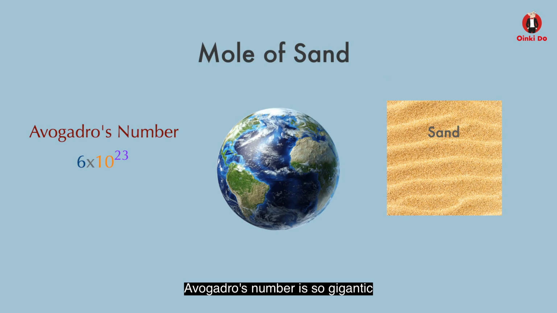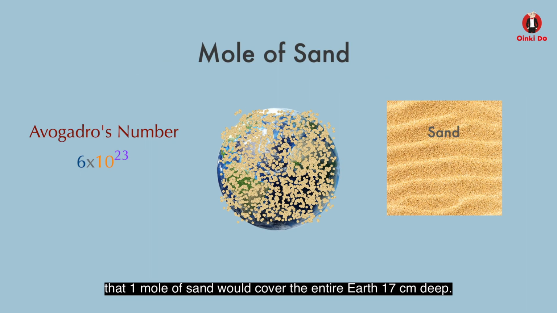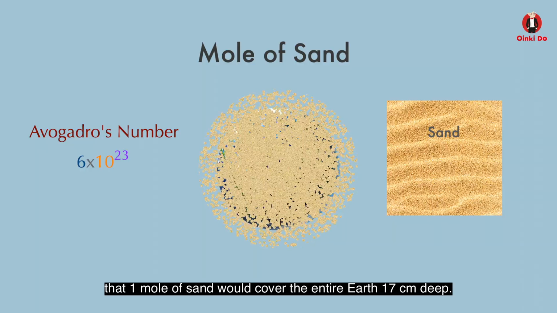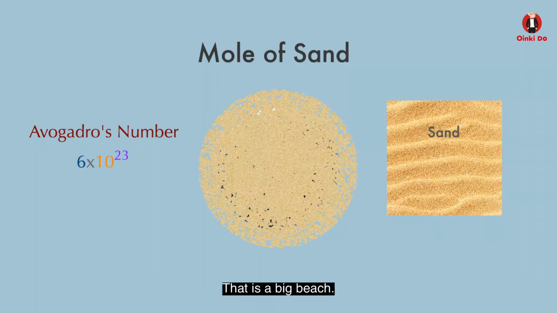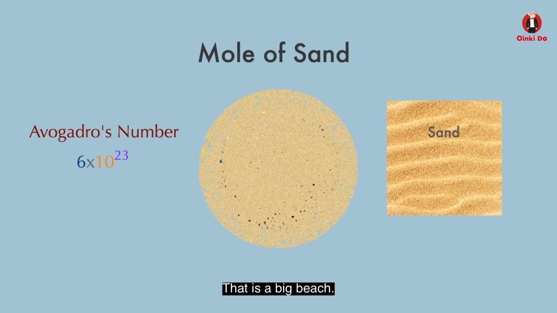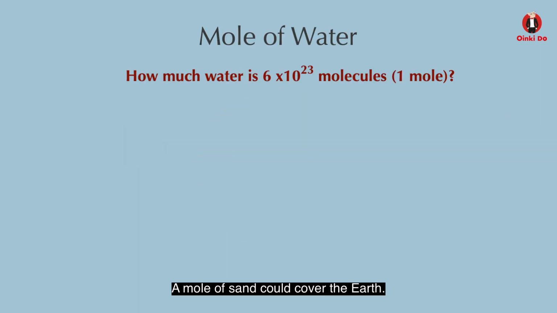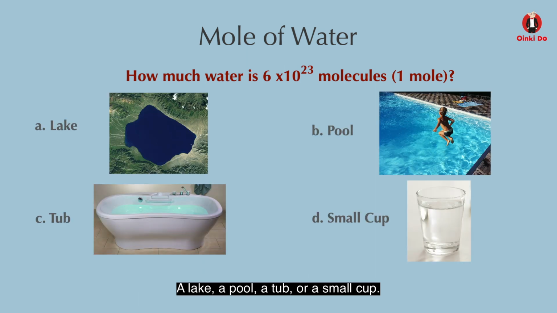Avogadro's number is so gigantic that 1 mole of sand would cover the entire Earth 17 centimeters deep. That is a big beach. A mole of sand could cover the Earth. How much volume does a mole of water fill? A lake, a pool, a tub, or a small cup?